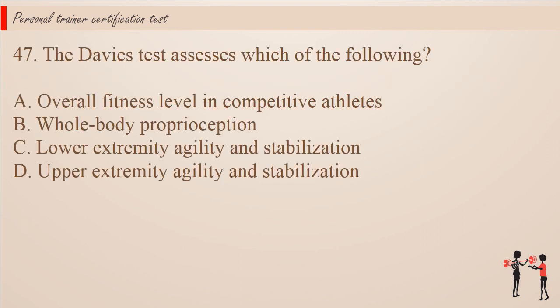Question 47. The Davis test assesses which of the following? A. Overall fitness level in competitive athletes. B. Whole body proprioception. C. Lower extremity agility and stabilization. D. Upper extremity agility and stabilization.